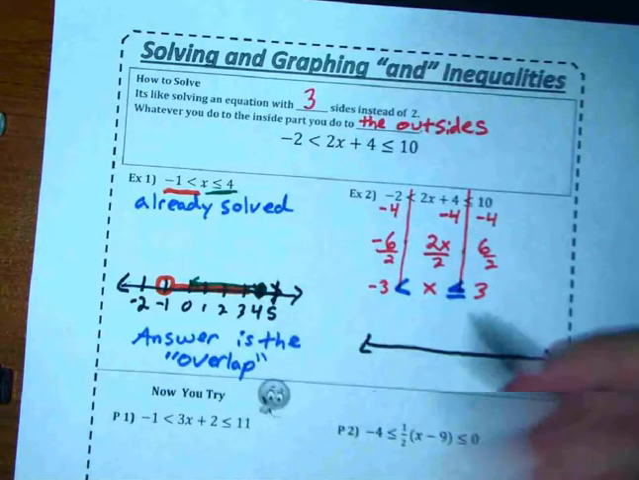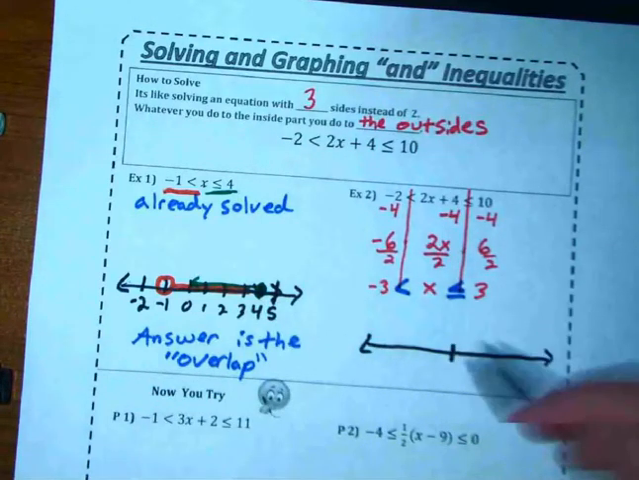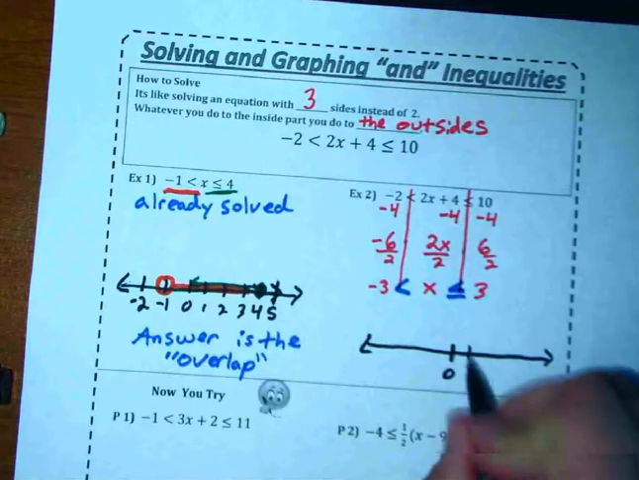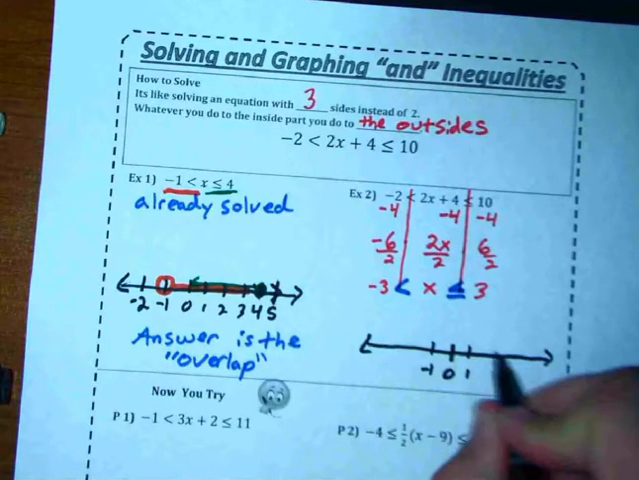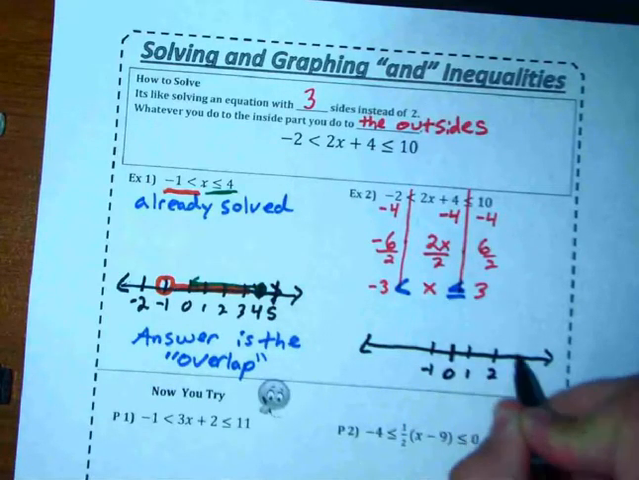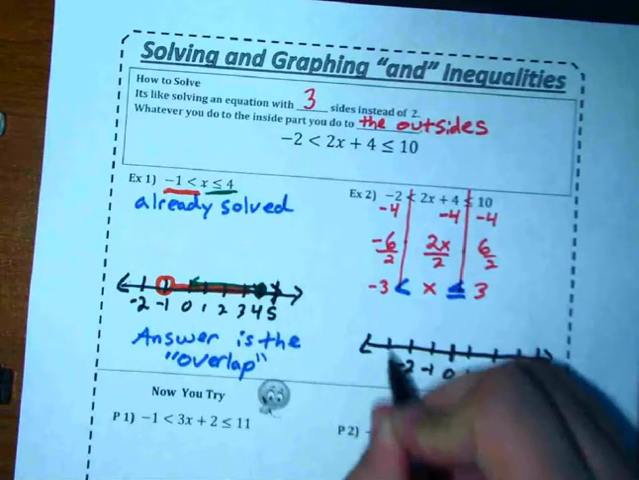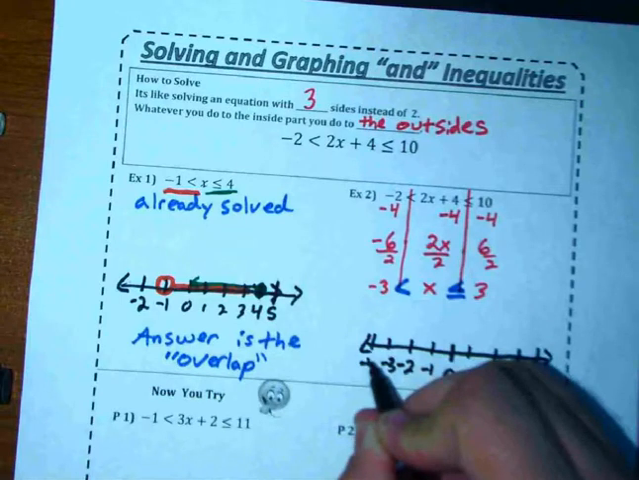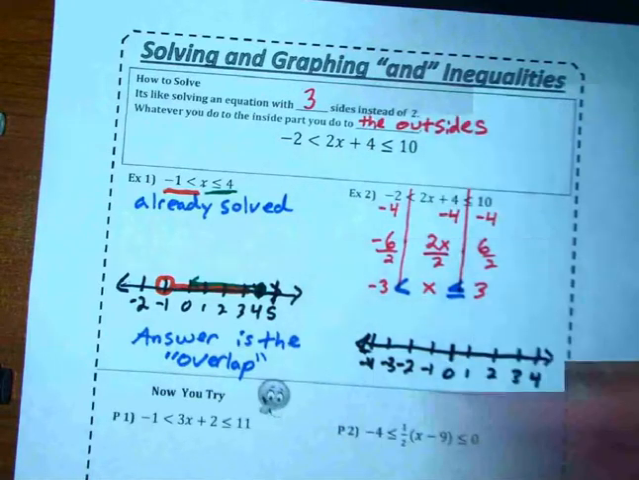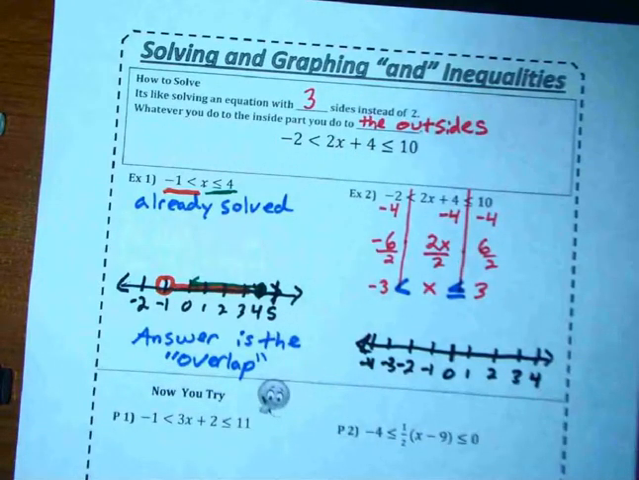I'll start more in the middle so I can space out my numbers better this time. Start at 0, 1, and negative 1, 2, 3, 4, negative 2, negative 3, negative 4. Still a little off with my spacing, but that's what you get when you freeform a graph.